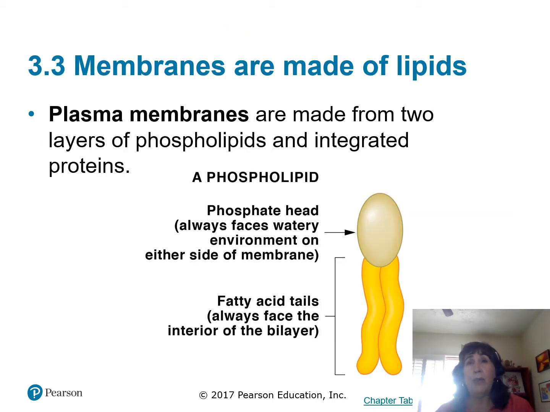Plasma membranes are made up of two layers of phospholipids and integrated proteins. So the phosphate head is actually water-loving or hydrophilic, and the two fatty acid tails are hydrophobic, water-hating. So the heads always face out and the tails face in.